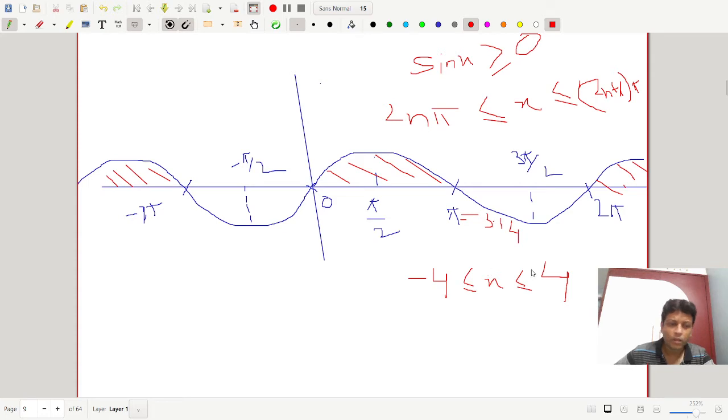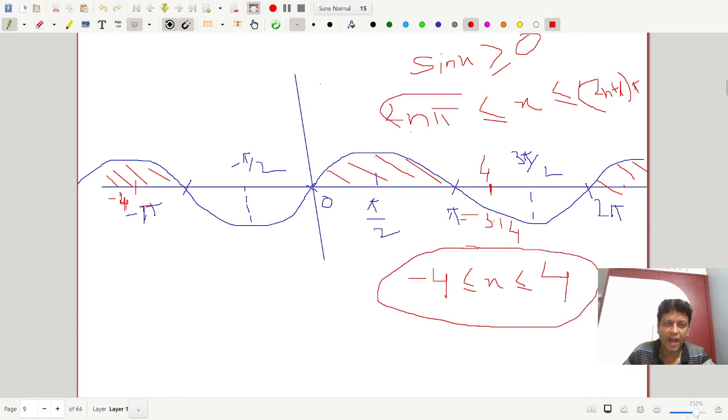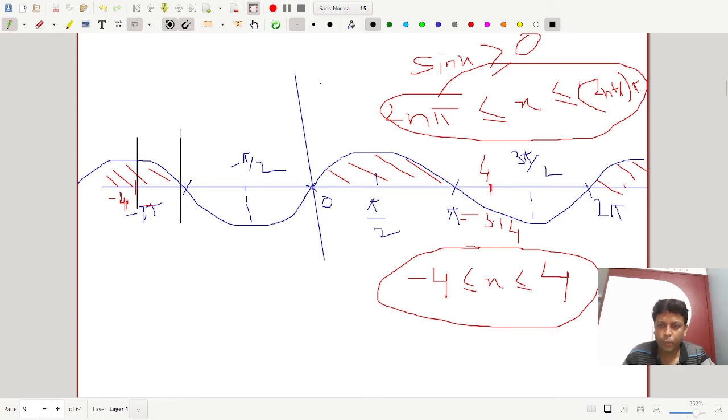So 4 will be like here, your number 4 will be here. And where is your minus 4? This is minus pi, so minus 4 will be here, correct everybody? So what is the common intersection region between these two? Can you tell me? This and this. You see from the diagram, minus 4 to pi.